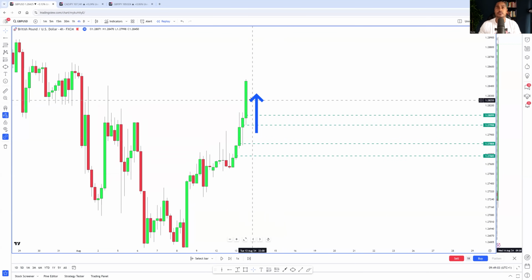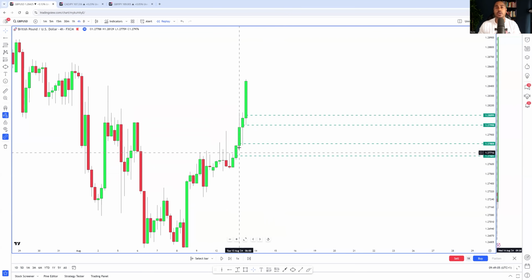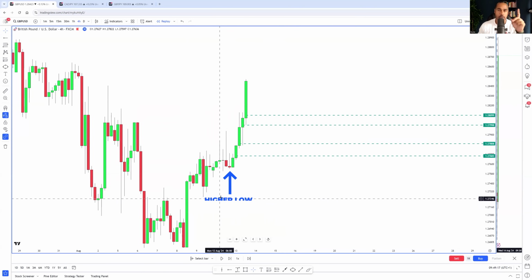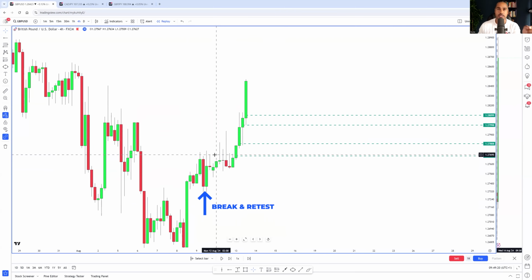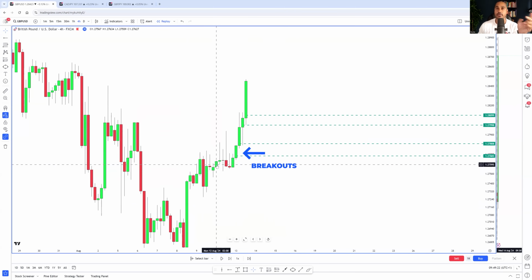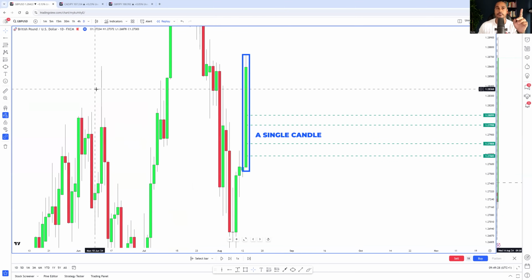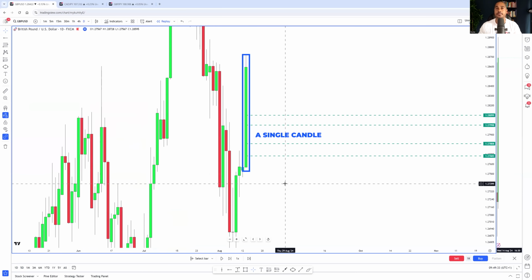This bullish movement for the whole period of the day, we are talking about 20 hours worth of information here, has derived from one place. And this is the key. This movement, whether it be a higher low, break and retest, breakouts, whatever you want to call it, has derived from one place, a single candle. And this is the theme behind this concept.